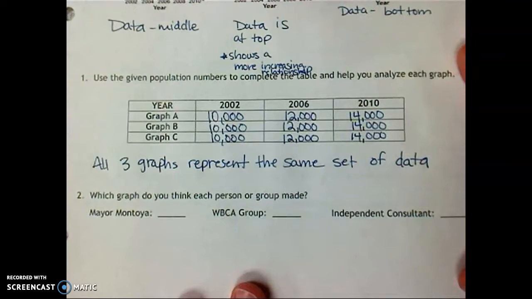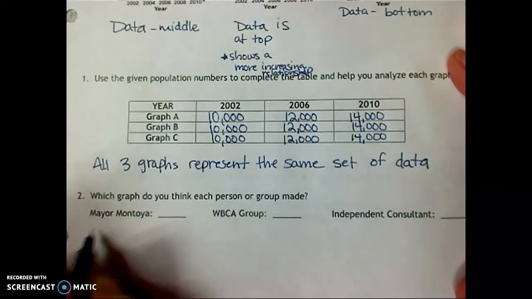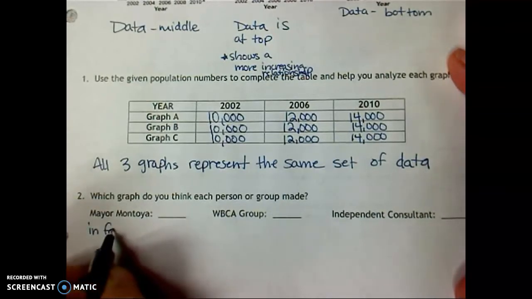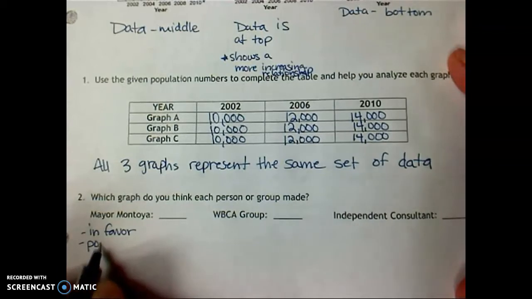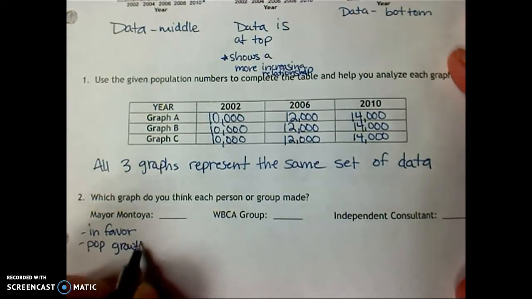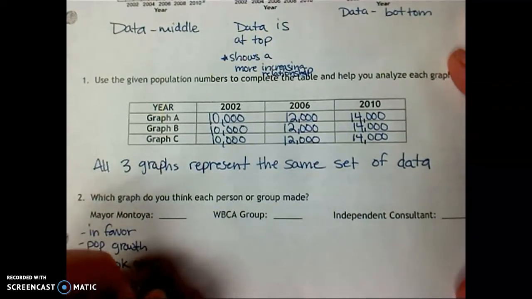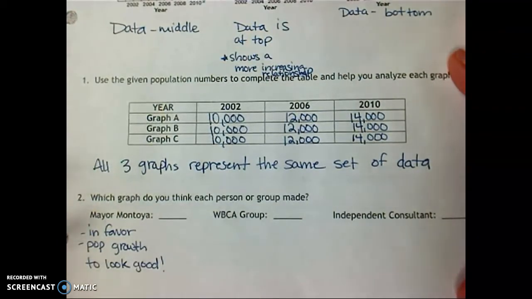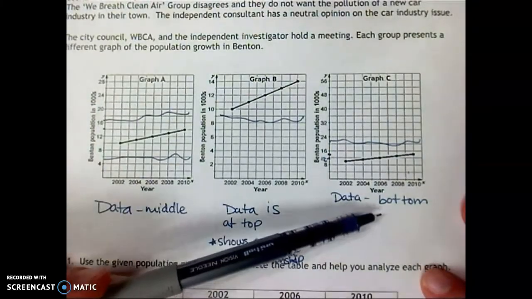Okay, so which graph do you think each person or group made? So Mayor Montoya, all right, she is in favor. She wants the population growth to look good. All right, so which graph makes the population growth look good? Is it graph A, B, or C?